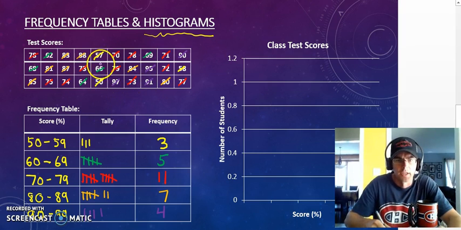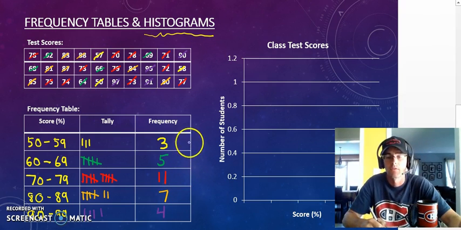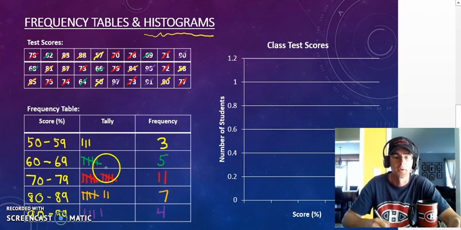So just to double check again, we got 30 scores here. If we were to add these up to make sure, we have 30: 7 and 3 is 10, 11 is 21, 5 is 26, plus an additional 4 equals 30. So we have all of our numbers here.